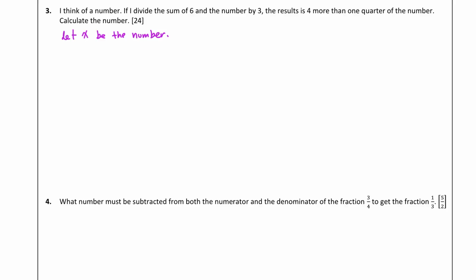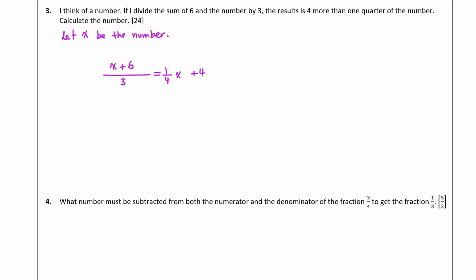So then it says, if I divide the sum of 6 and a number by 3, so that means if I divide the sum of the number and 6 by 3, the result is 4 more than 1/4 of the number. So 1/4 of the number is 1 over 4 x, plus 4. Now I have my equation, and I have to start rearranging to isolate for x.